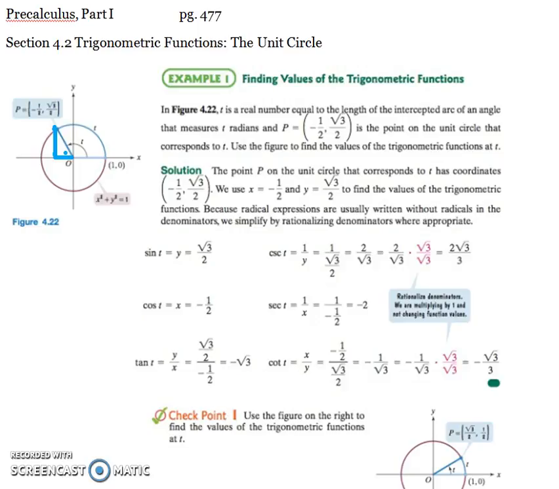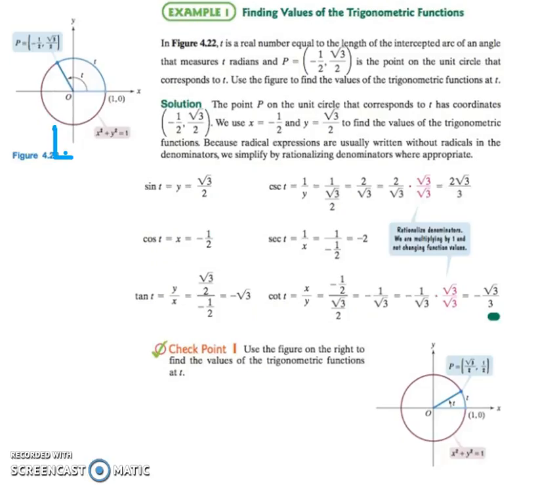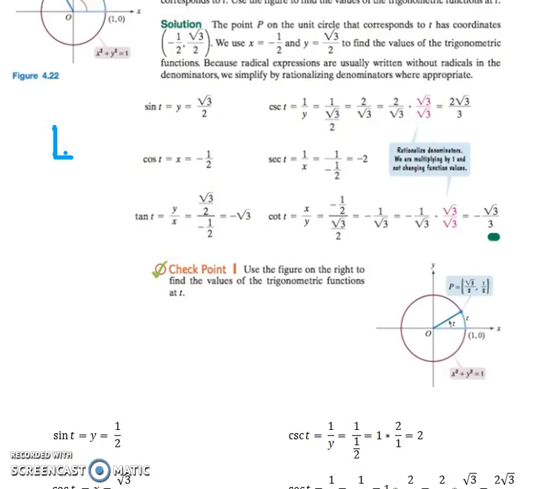Okay, so for the checkpoint, it's giving you this figure. So now we're at the point square root of 3 over 2, 1/2, which means that the adjacent side here is square root of 3 over 2, and the height, or the opposite side, remember your theta is always in there. So your opposite side would be the 1/2.